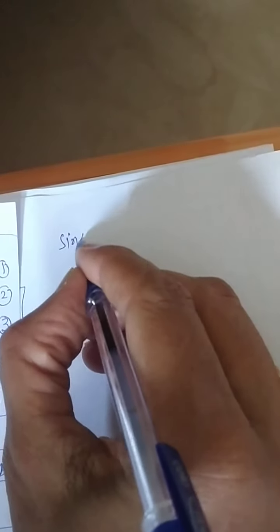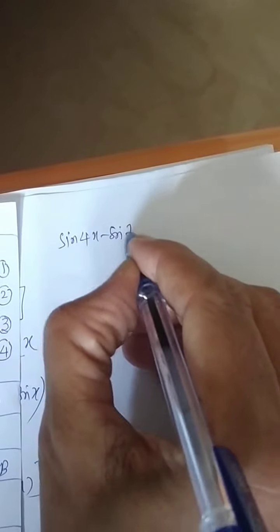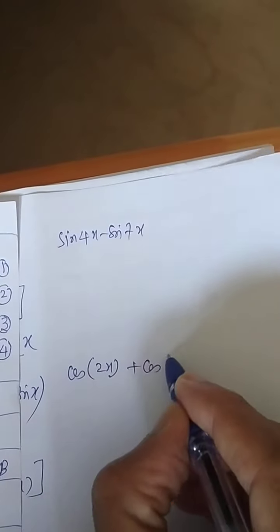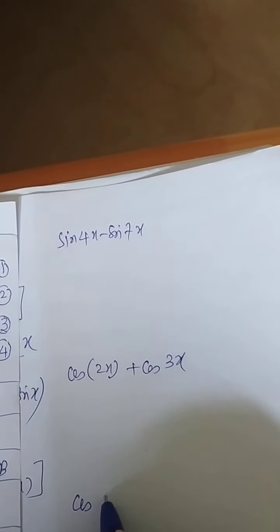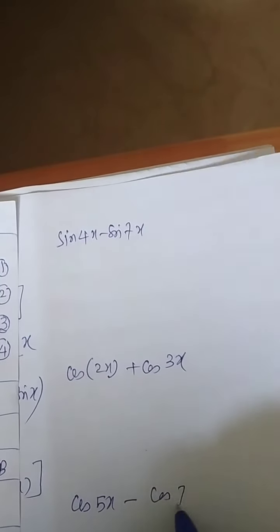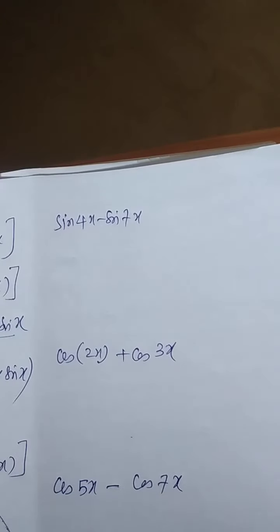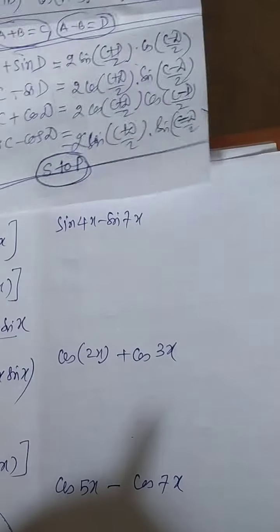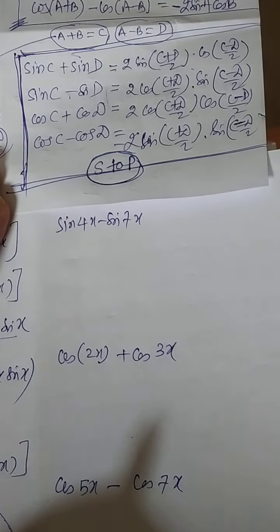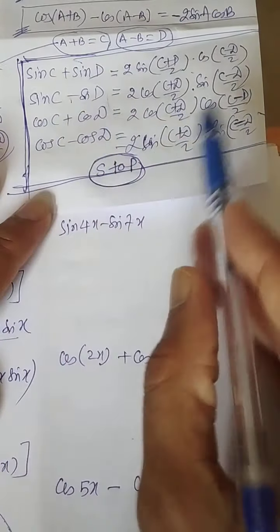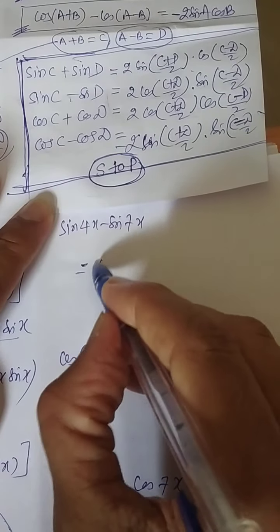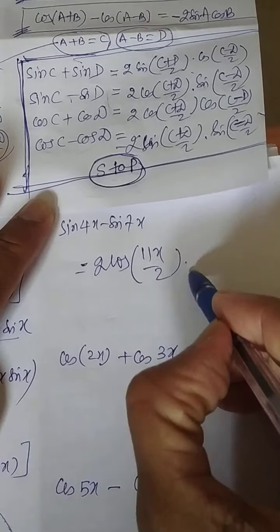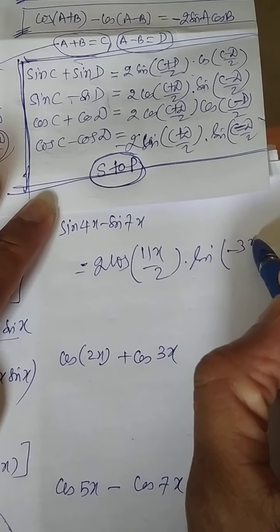Try now sine 4x minus sine 7x. Then cos 2x plus cos 3x, plus cos of 5x minus cos of 7x. These are the 4 questions. Now going with the first question, sine C minus sine D. Can you see the formula? Look at the top. Sine C minus sine D. Second, it will be 2 cos their addition, 11x by 2, into sine their subtraction, minus 3x by 2.